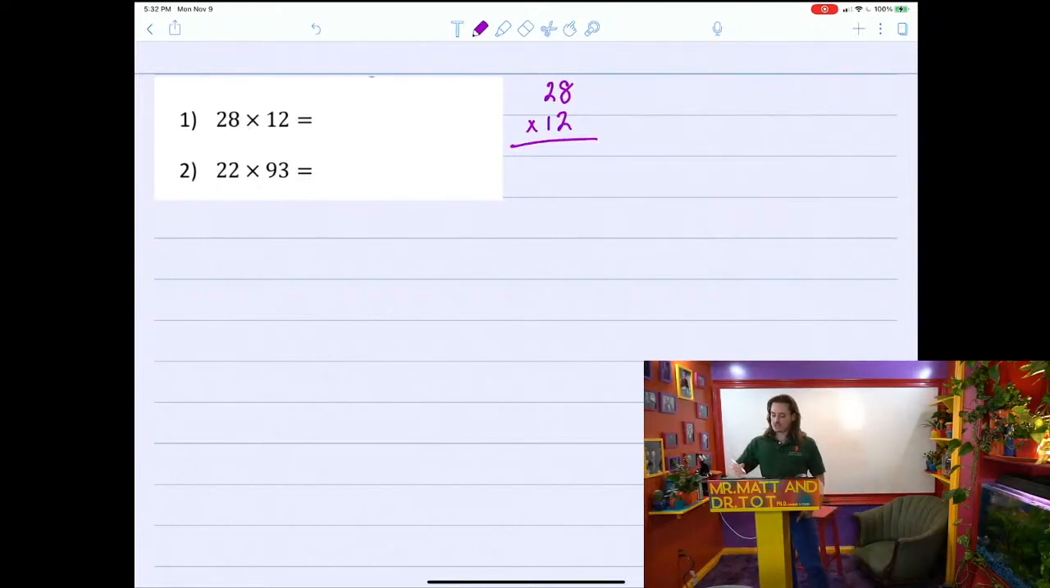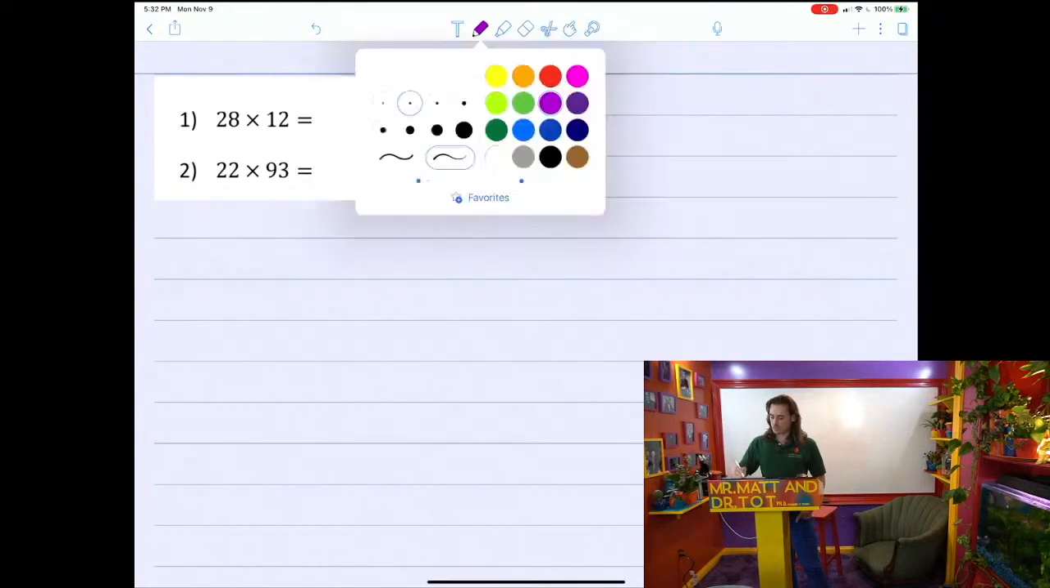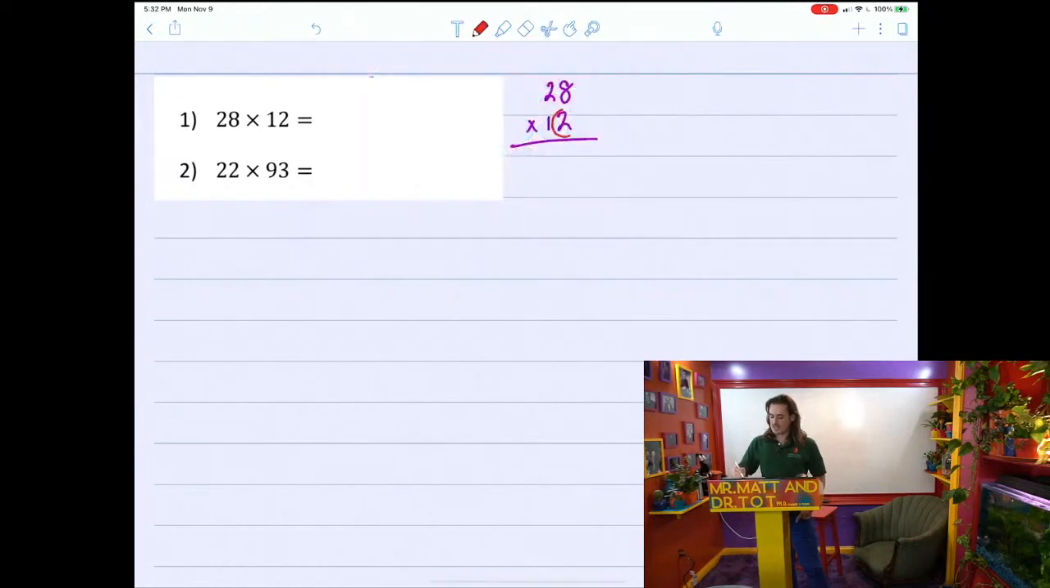And what I'm going to do is I'm going to start with the ones digit of 2, and I'm going to multiply it first by the other ones digit. 2 times 8 is 16. I can only write one digit at a time, so I'm going to write the 6 and then regroup above the tens digit because it's 16.